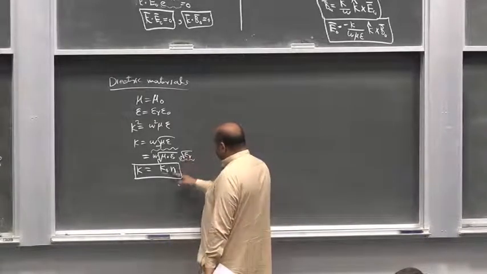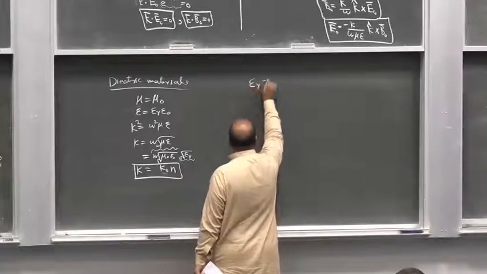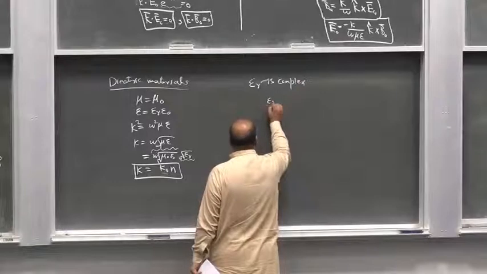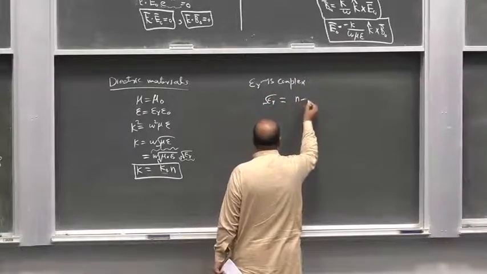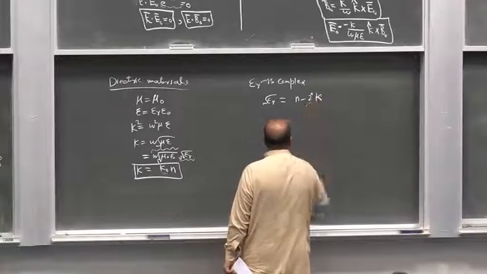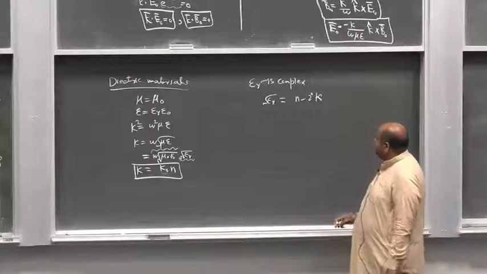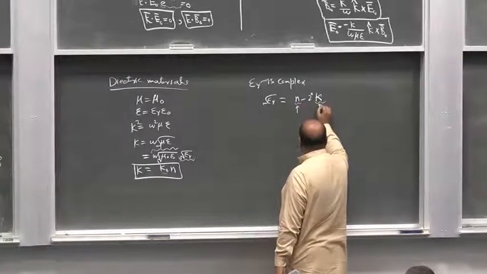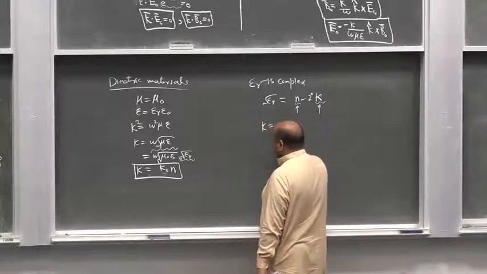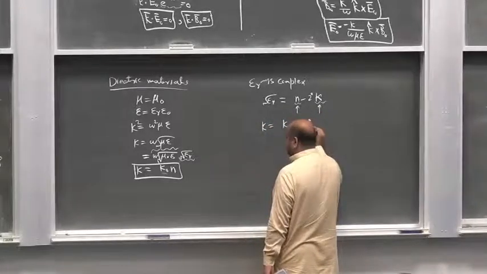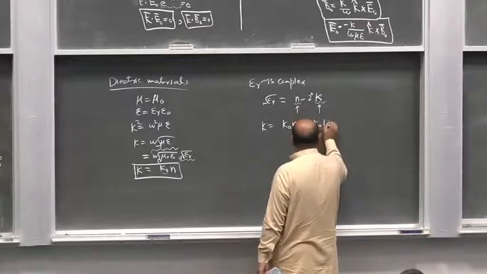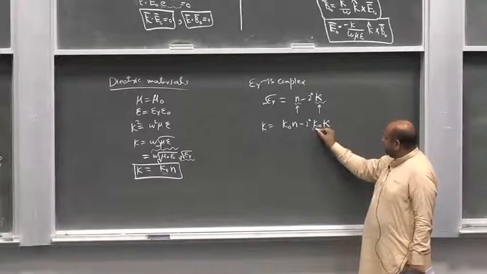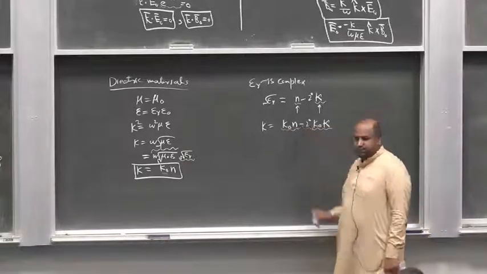And this is if this epsilon r is real. If epsilon r is complex, then the square root of epsilon r is equal to n minus iota kappa. This n is called the refractive index, and this kappa is called the extinction coefficient, because then k is k naught n minus iota k naught kappa. This kappa is the extinction coefficient. So this is the imaginary part of k and this is the real part of k.